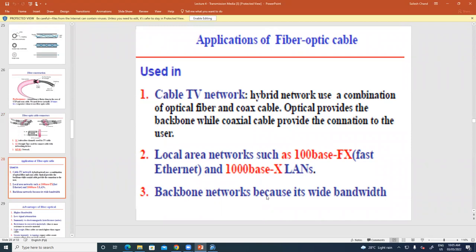Applications of fiber optic cable. Used in cable TV networks; hybrid networks use a combination of fiber optic and coax cables, where optical provides the backbone while the coax provides the connection to the user. So fiber usually provides the backbone for cable TV networks. Local area networks such as 100 base FX, fast Ethernet, and 1000 base X LANs. Backbone networks use its wide bandwidth as well.